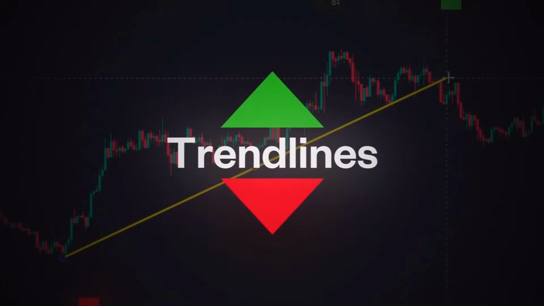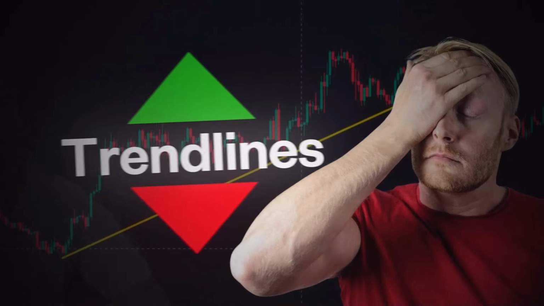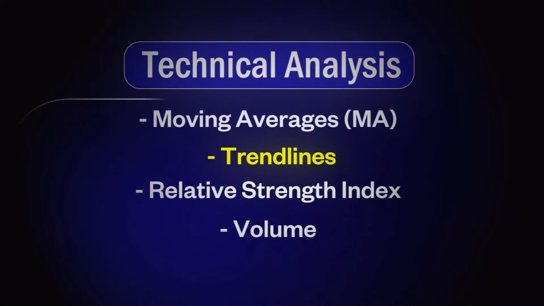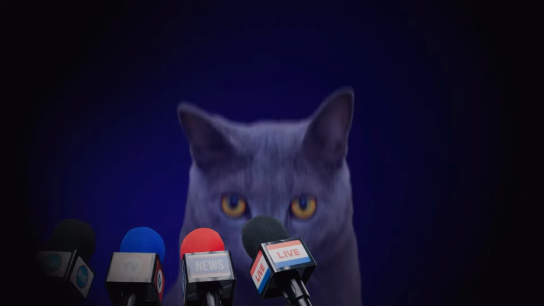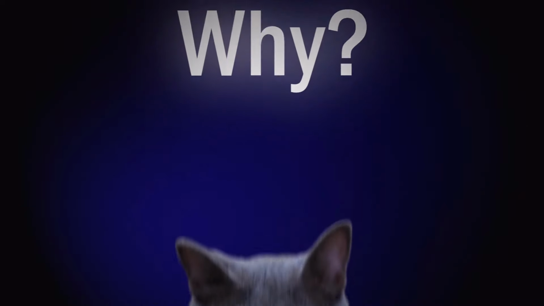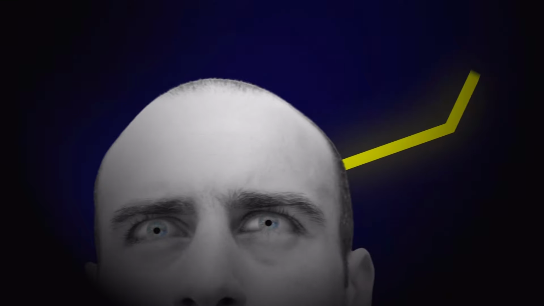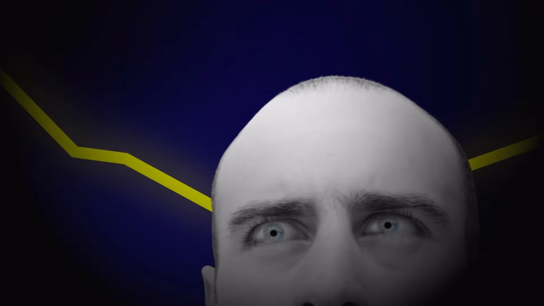Trend lines. Some traders love them, others absolutely hate them. They are one of the most basic tools in technical analysis, yet one of the most debated. And why? Because drawing trend lines is subjective. Two traders can look at the exact same charts and draw completely different lines.